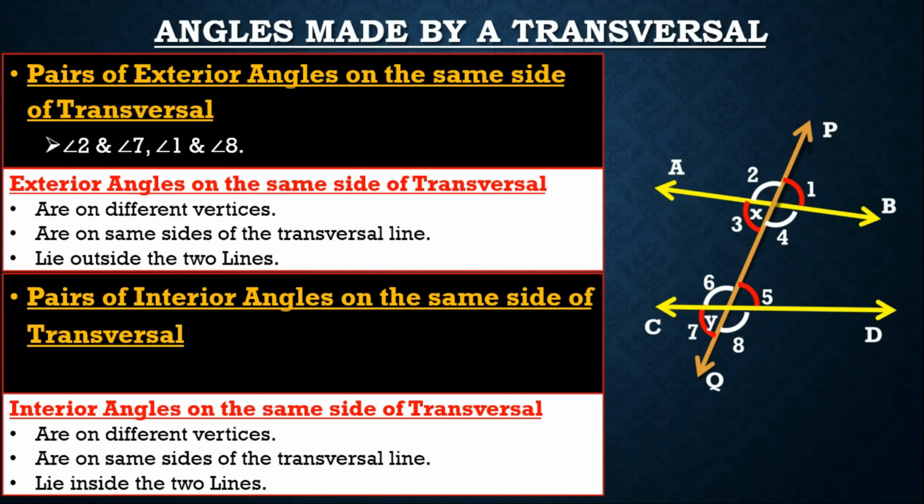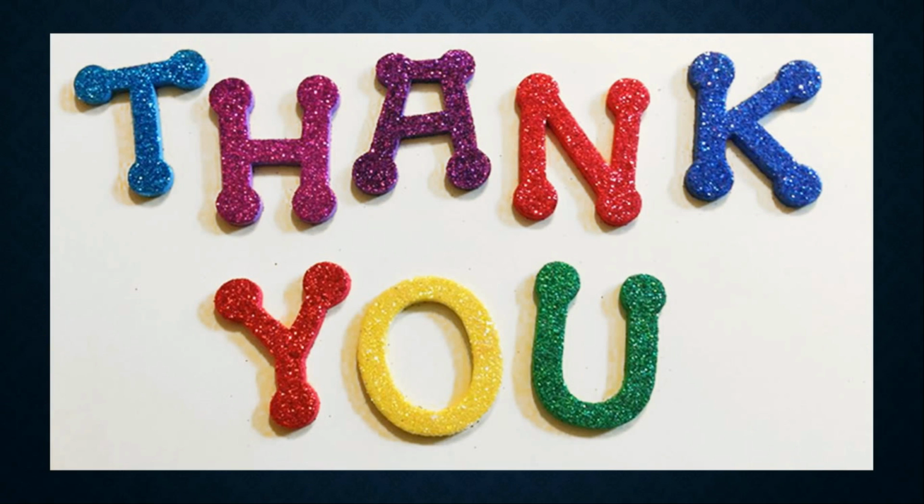So which are the pairs of interior angles? That is, angle 3 and angle 6, and angle 4 and angle 5 are the two pairs of interior angles on the same side of the transversal. I hope you all understood both these concepts about the pair of exterior angles on the same side of the transversal and the pair of interior angles on the same side of the transversal.